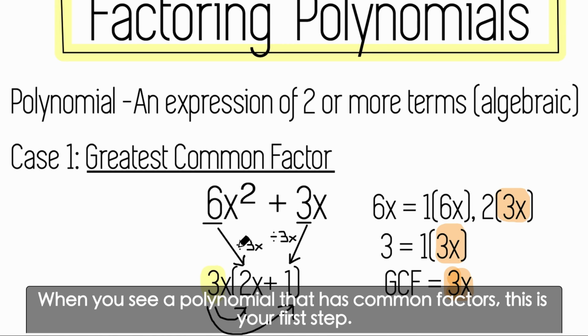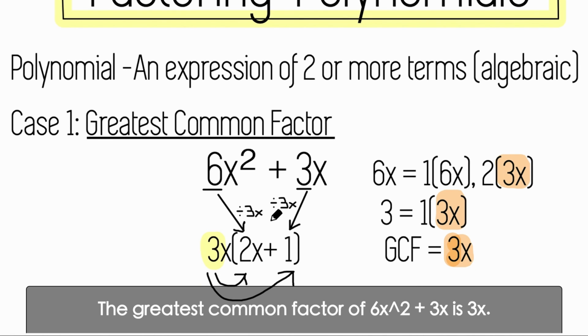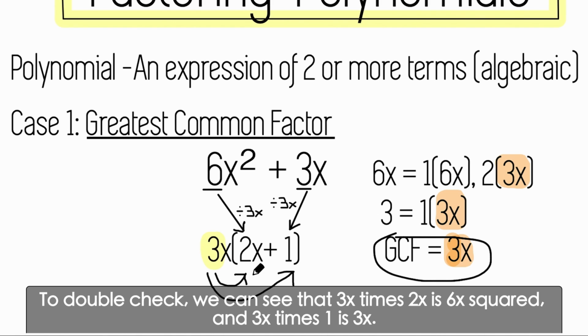When you see a polynomial that has common factors, this is your first step. Find the greatest common factor and factor it out. The greatest common factor of 6x squared plus 3x is 3x. Divide both terms by the greatest common factor, which is 3x. To double check, we can see that 3x times 2x is 6x squared, and 3x times 1 is 3x.